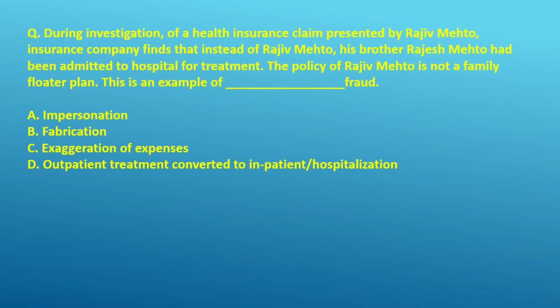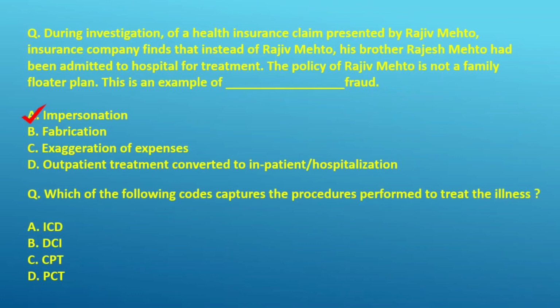During investigation of a health insurance claim presented by Rajiv Mehto, the insurance company finds that instead of Rajiv Mehto, his brother Rajesh Mehto had been admitted to hospital for treatment. The policy of Rajiv Mehto is not a family floater plan. This is an example of dash fraud. Answer is impersonation. Next is, which of the following codes captures the procedures performed to treat the illness? Answer is C, CPT.